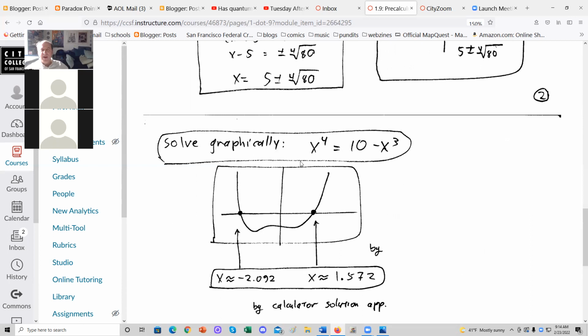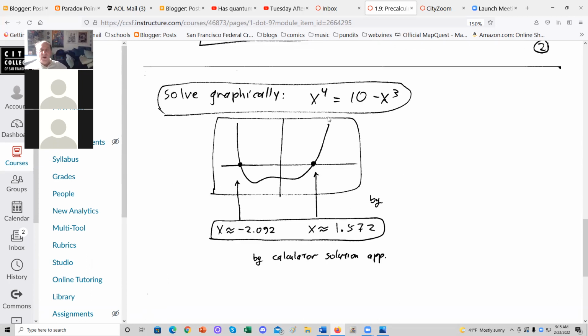Here we have x to the fourth equals 10 minus x cubed. Now, if you have a calculator, they often have very convenient calculation. There's a button here, yellow CALC there, by which, after you graph a curve, you can have it estimate solutions, and very useful. So that's one of the things I have a calculator for.